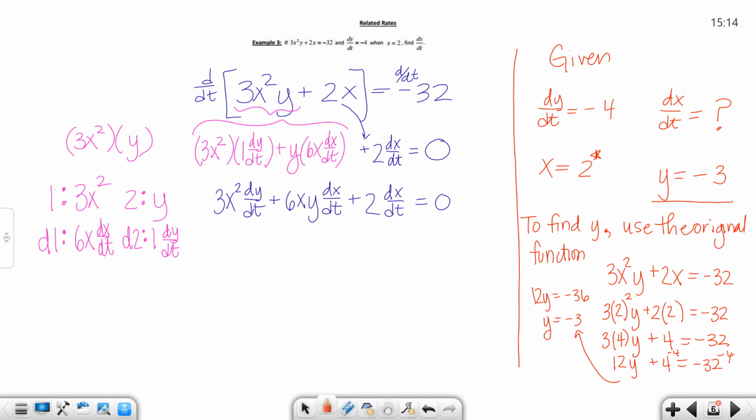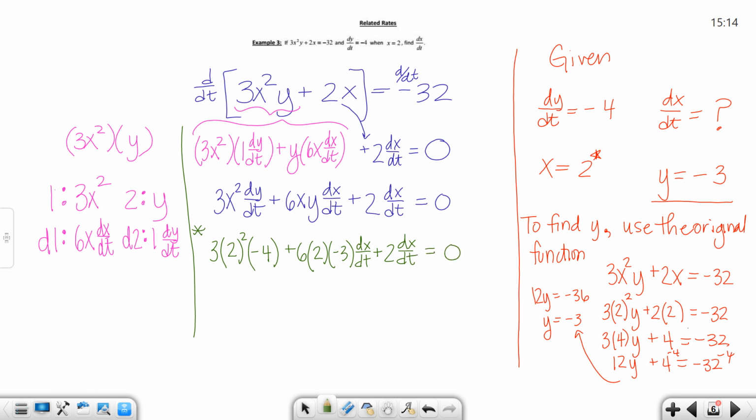So here we go. Let's go back to our blue step. Now we're ready to plug in. So we have 3 times x. Okay, and x was 2. So that's 3 times x squared. Dy dt was negative 4 plus 6 times x times y. Dx dt I do not know.